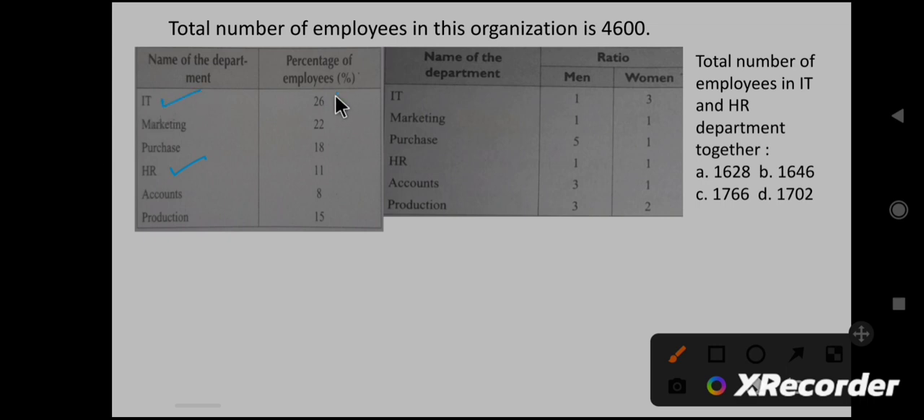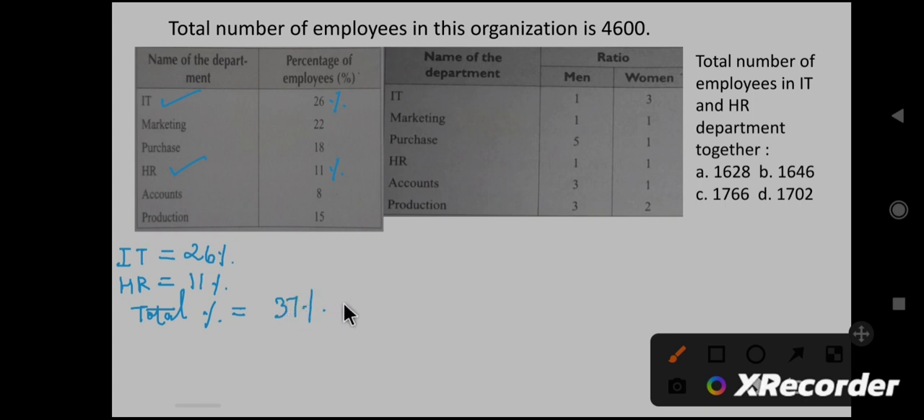So 26% and 11%. Let me write it here. For IT, they have mentioned it clearly there: 26% people are there. And for HR, there are 11%. So the total percentage is 26 plus 11, that is 37%.